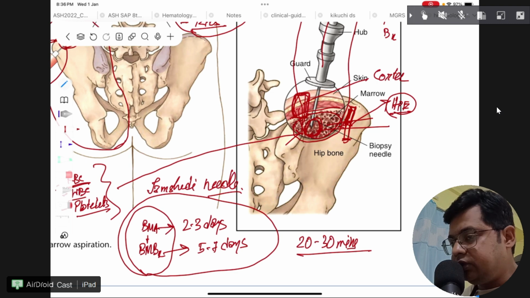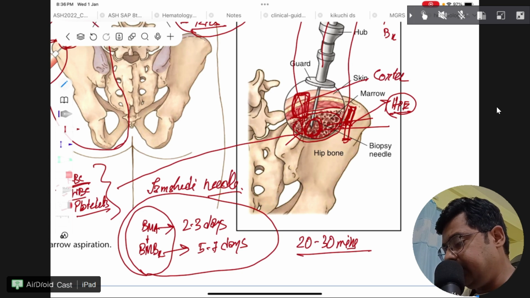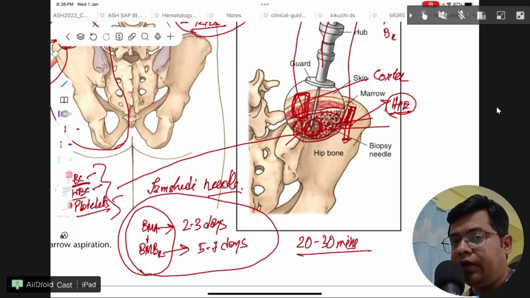Now, the indications can be any form of abnormal marrow function. That means any abnormality of the RBC, WBC, or platelets in terms of quantity or quality. Suppose there is a decrease in the number of RBC, WBC, and platelets combined together, that is known as pancytopenia. To investigate the cause behind pancytopenia, you can perform a bone marrow examination.